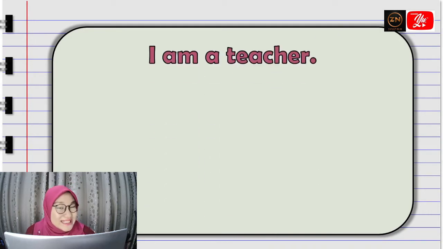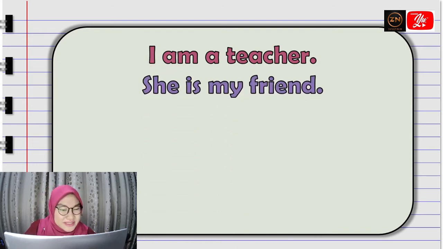I am a teacher. I am a teacher. So you can see that the subject over here is the letter I. So the verb to be must be am, because am is always only used for I. The second example is she is my friend.